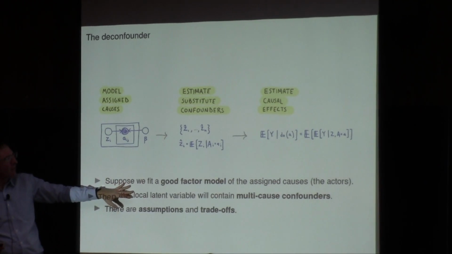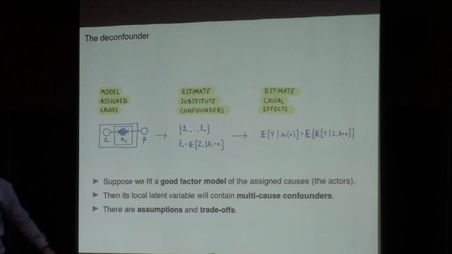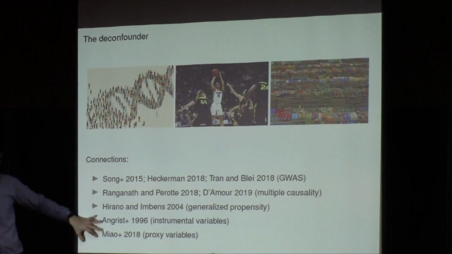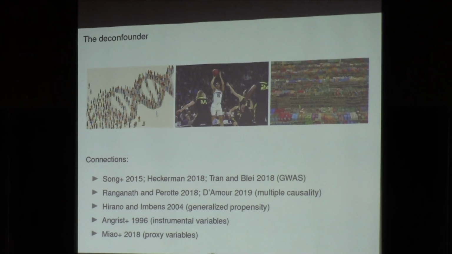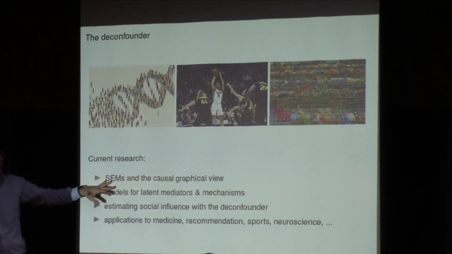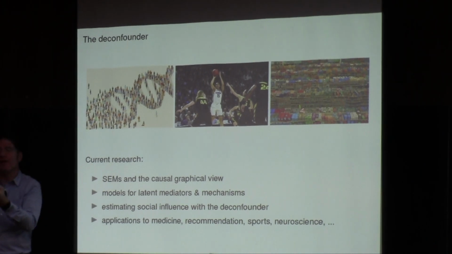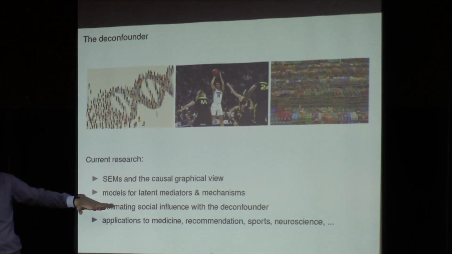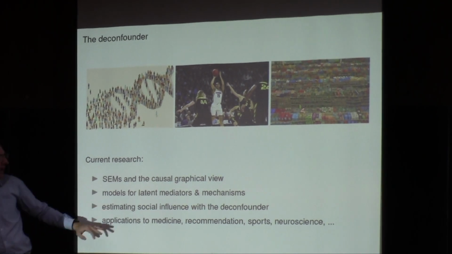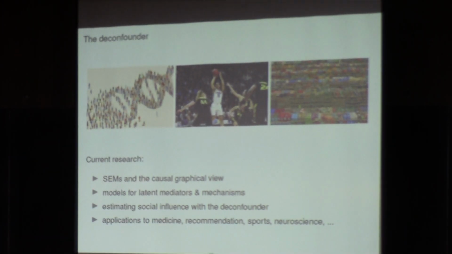If we find a good factor model, then its local latent variable will contain multi-cause confounders. There are assumptions and trade-offs. We increase the variance and so on. There's connections to lots of work in the research literature. We're doing a lot of research on this right now, looking at structural equation models and the causal graphical view, looking at latent mediators and mechanisms. Could I find latent variables that are between the causes and the revenue? Using this in the context of networks where we are estimating social influence, and applying it to other settings like medicine, recommendation systems, sports analytics, neuroscience, and so on.